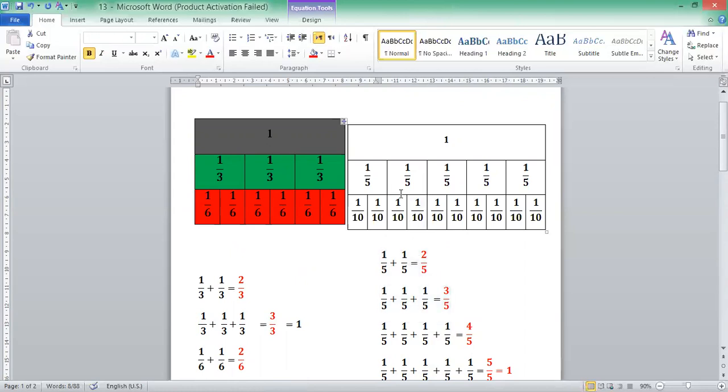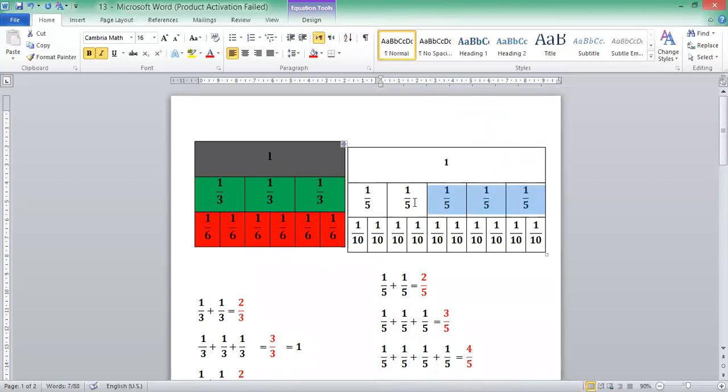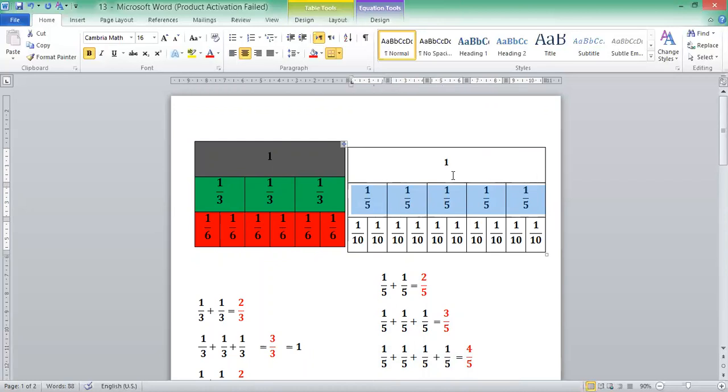Similarly, in the second table, 1 over 5 plus 1 over 5 is equal to 2 over 5. Here 1 over 5 is added 3 times, right? 3 over 5. 1 over 5 is added 4 times, right? 4 over 5. Here 1 over 5 is added 5 times, right? 5 over 5, that is equal to 1. It means when we add all these fractions, we get again 1, that is equal to this portion.